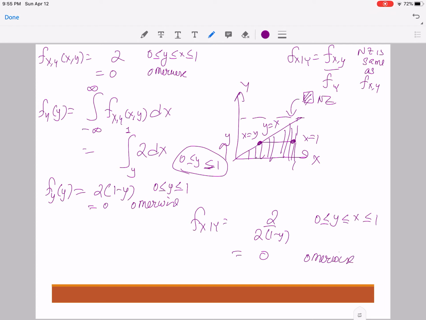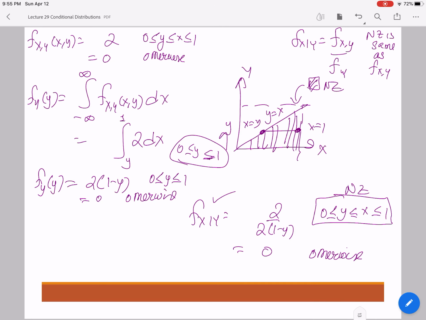Notice that the region of non-zero probability for this conditional PDF is going to be the same as the original NZ, unlike conditional PDFs that are conditioned by events. So that's the probability model for the conditional probability density function of X given Y.